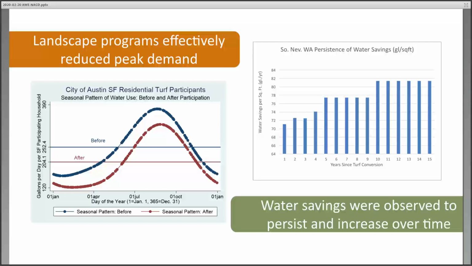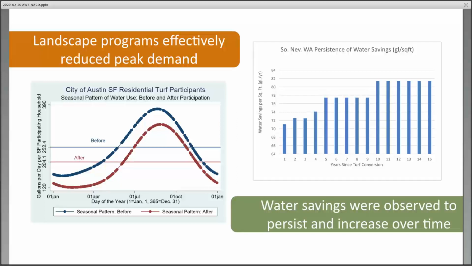Now the reason for that increase, because it made me scratch my head when I saw it, is that when you do a landscape transformation and you're replacing the turf, say with local plants that are native and don't require a lot of irrigation, they may need a decent amount of water in those beginning years just to get established.